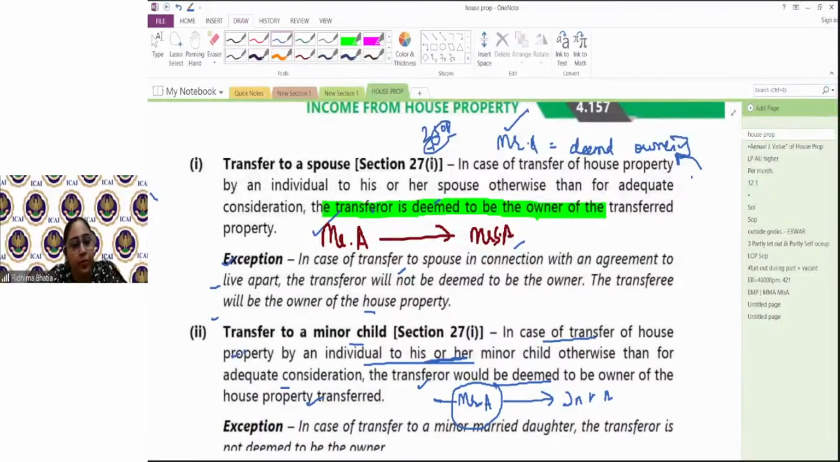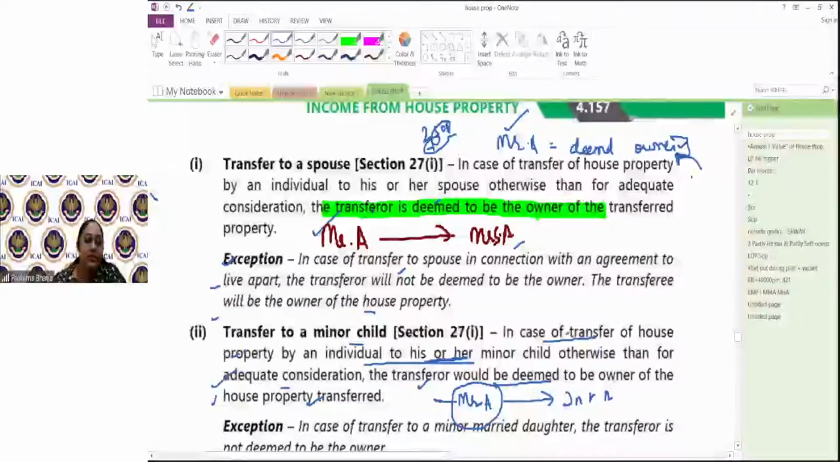But suppose junior A is a child artist, he is earning well, and out of that he gave money to Mr. A. If adequate consideration happens, guys, then it is not a case of deemed ownership. The concept of deemed ownership applies when the transfer happens without adequate consideration to a spouse or to a minor child.